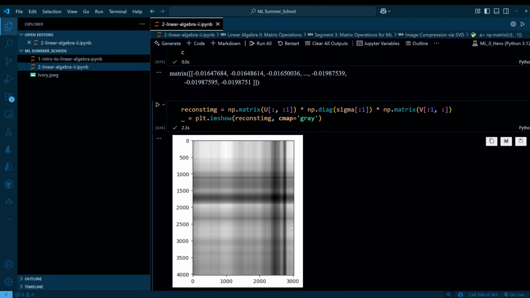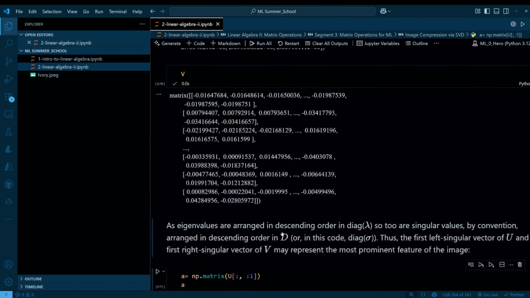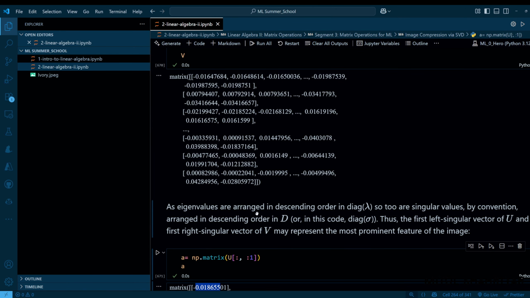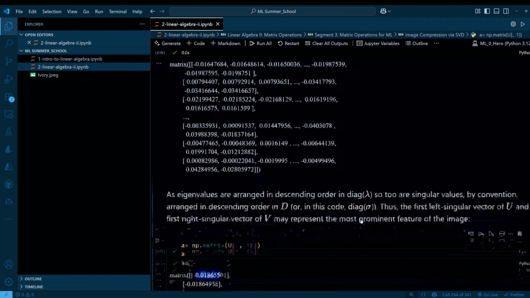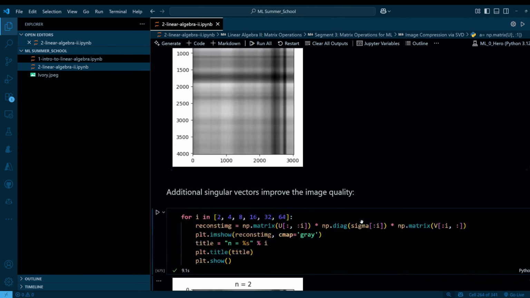So what's the goal? There is a theory mentioned here. As eigenvalues are arranged in descending order in the diagonal, the singular values are, by convention, arranged in descending order in D. The first singular vector of u and the first singular vector of v may represent the most prominent feature of the image. Which means, using the left singular vector and the right singular vector, if we multiply them with the diagonal, we can actually create the image again.